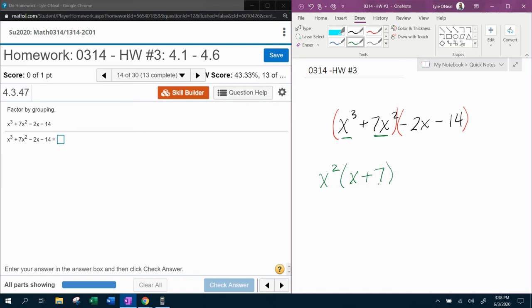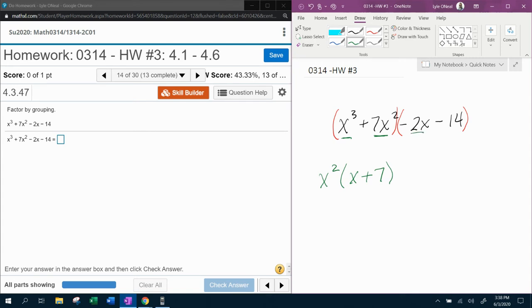And I can check that real quick by doing the distributive property. X squared times x gives me x to the third back. X squared times 7 gives me 7x squared back. So that x squared is factored out correctly.